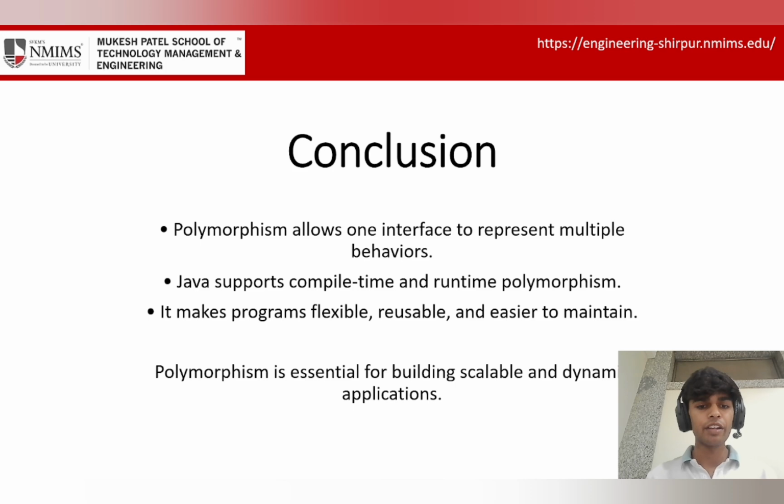So, to conclude, polymorphism means one interface but multiple behaviors. Java supports compile time polymorphism, which is done by method overloading, and runtime polymorphism, which is done by method overriding. It helps make programs flexible, reusable, and easy to maintain. Polymorphism is essential for building modern and scalable applications.